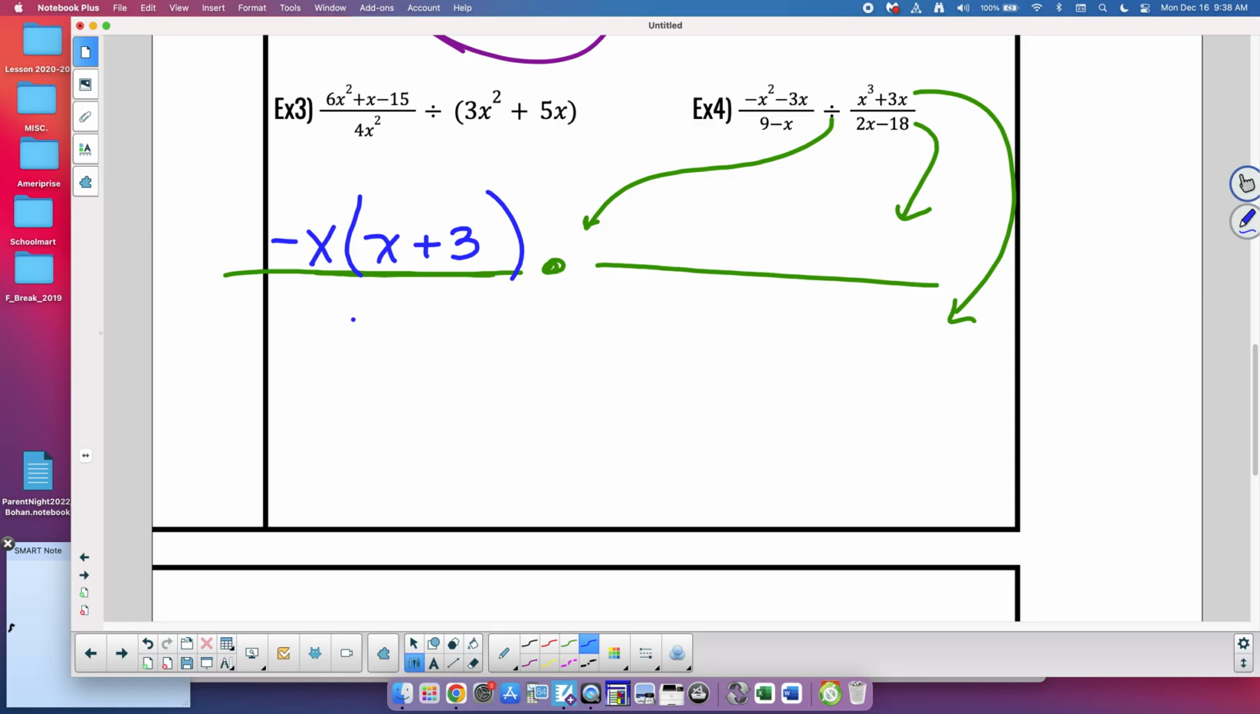A 9 minus x is a binomial, but it's nothing special. There's no GCF. It's not the difference of two squares. How about this guy right here? 2x minus 18.